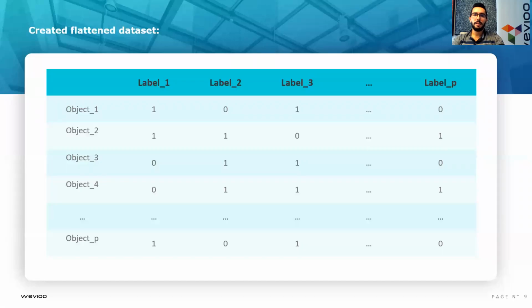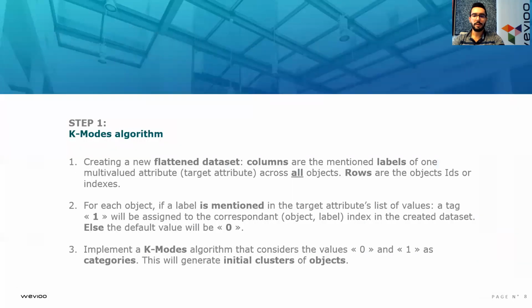Here's an example that illustrates how the flattened dataset will look. As we mentioned previously, the columns are existing labels in the multi-valued attribute across all objects. So for example, object 1 is mentioned in the multi-valued attribute with label 1 and label 3 in its list of values. Before we move on, I would like to remind you that after this, we implemented a K-modes algorithm that considers the values 0 and 1 as categories, which will generate initial clusters of objects.